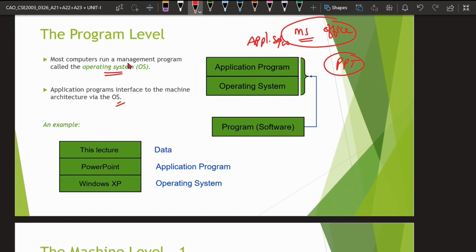Okay, and this will be running on an operating system, an operating system on which application software or application programs will be run. So these two are nothing but the programmer software. For example, this is the same example: this is a particular lecture that we are delivering through a Microsoft application. This is data that we want to display through a particular application, that is, PowerPoint presentation, and it is running on a particular software, that is Windows XP or Windows 10. Any operating system can be there. Okay.